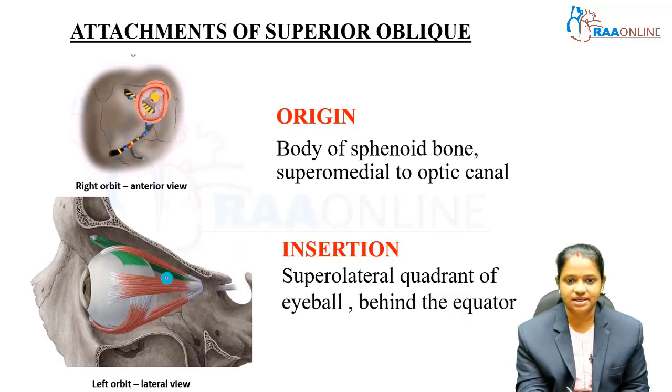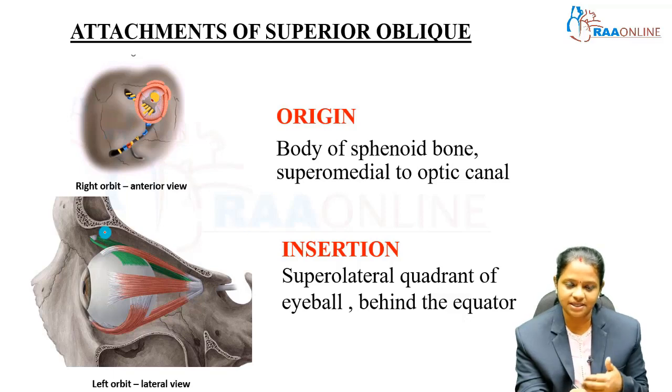And here you can see the superior oblique muscle taking origin from the body of sphenoid, supromedial to the optic canal, and it runs upwards and forwards and becomes tendinous, and this tendon passes through a fibrocartilaginous pulley which is present over the trochlear fossa in the medial part of the roof of the orbit. So there is a trochlea, a fibrocartilaginous pulley, on the medial part of the roof of the orbit.